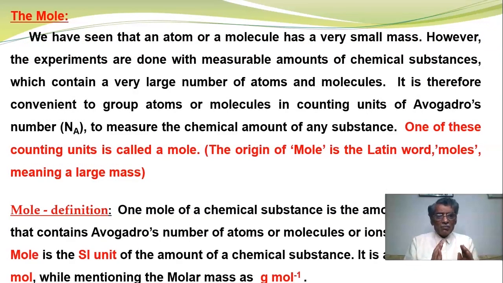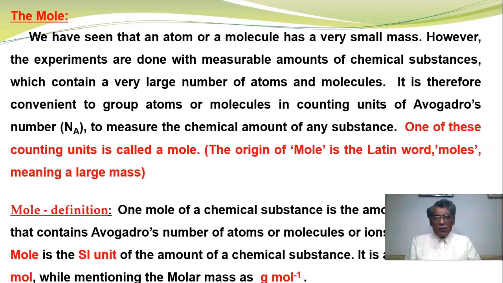We have seen that an atom or a molecule has a very small mass. However, the experiments are done with measurable quantities of chemical substances which contain a very large number of atoms and molecules. It is therefore convenient to group atoms or molecules in counting units of Avogadro's number to measure the chemical amount of any substance. One of these counting units is called a mole. The origin of mole is the Latin word moles, meaning a large mass.